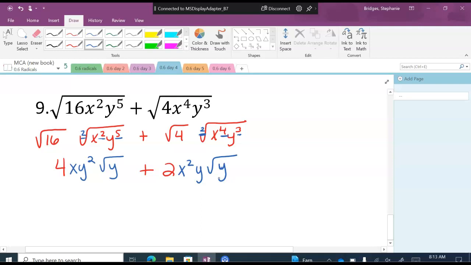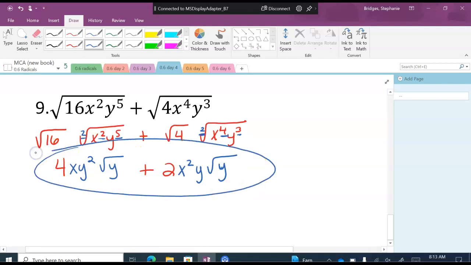So the next thing we have to decide is, can we actually combine these? I'm looking at my radicals. They're both square roots of y, but look at your variables in the front. I have 4xy squared and I have 2x squared y. Are those the same? No, so that means I can't do anything else to this. I cannot combine them because the variables and exponents are not the same. So we would leave our answer just like that.